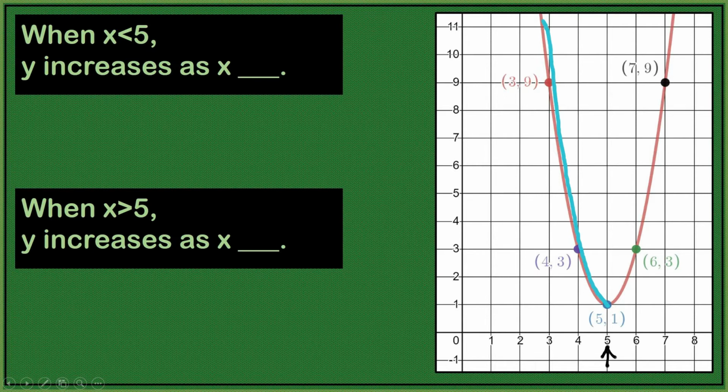Here I have a y of 1. Here I have a y of 3. Here I have a y of 9. So my y values are increasing, just like it says. Well, what's happening to my x's while the y's are increasing? My x's go from 5 to 4 to 3. So as my y's are increasing, my x's at the same time are decreasing. So what we should put in the blank right here is y increases as x decreases.